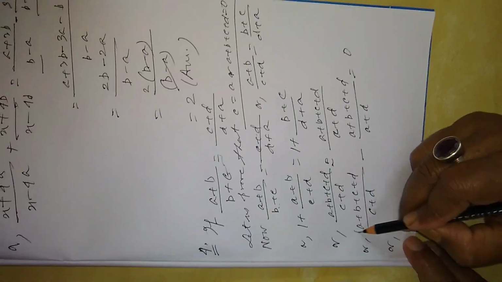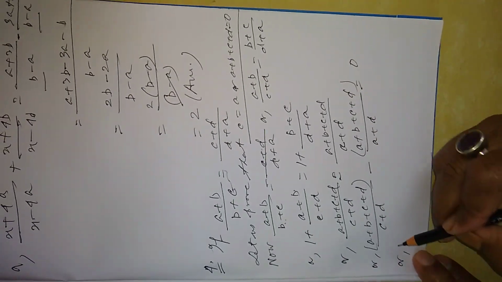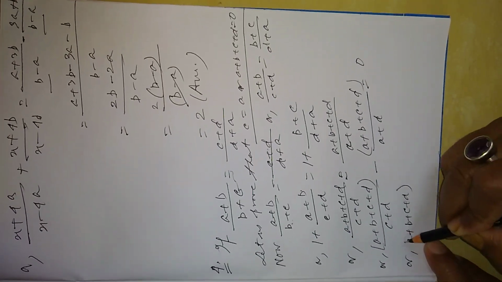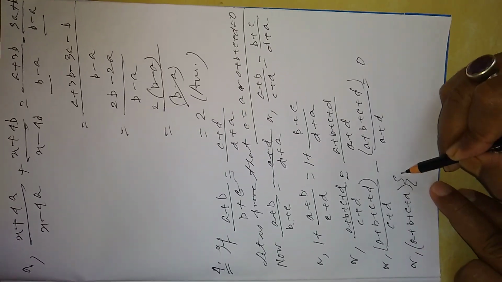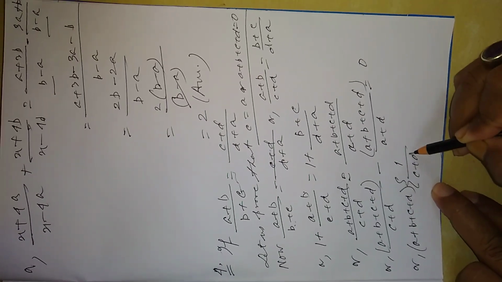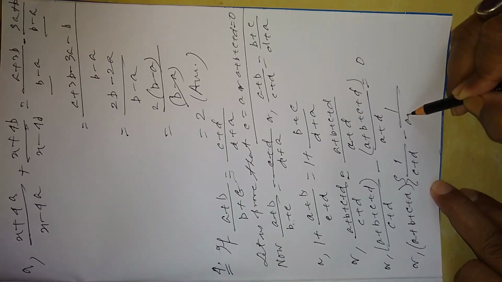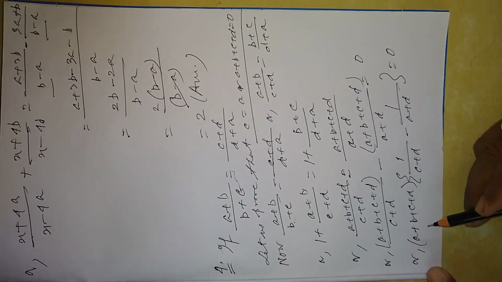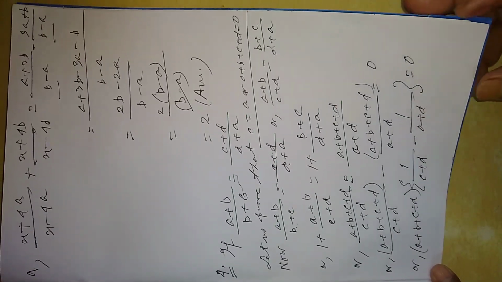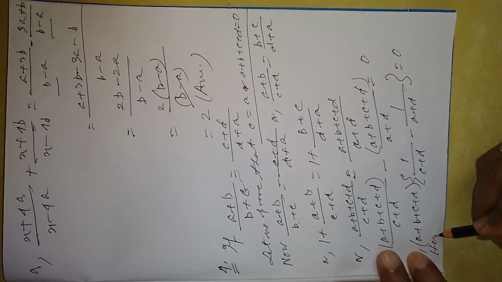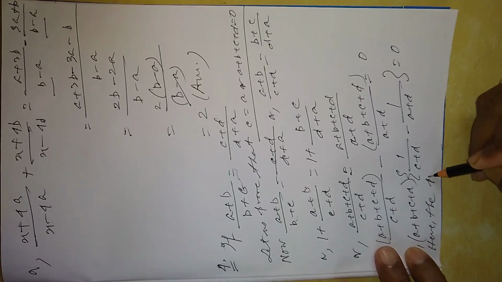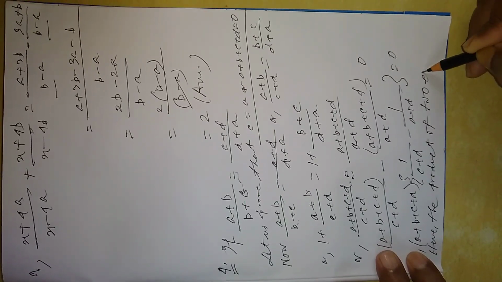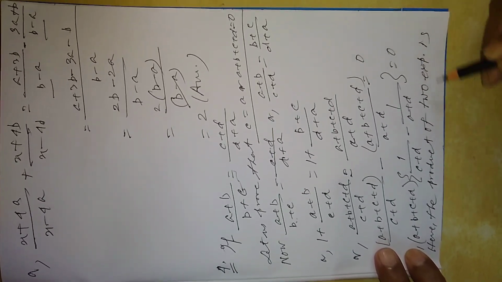Common a plus b plus c plus d. What will happen? a plus b plus c plus d into, give it second bracket, 1 by c plus d minus 1 by a plus d. Now you have to write some statement. Here the product of two expressions is 0.